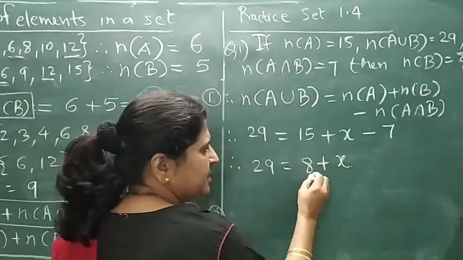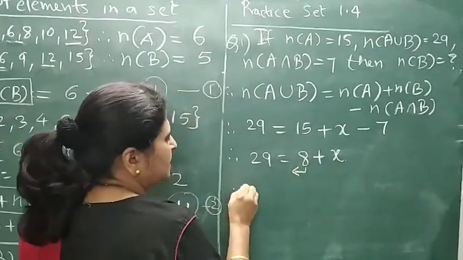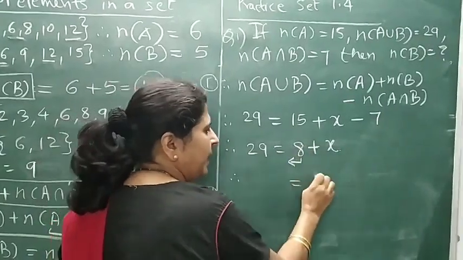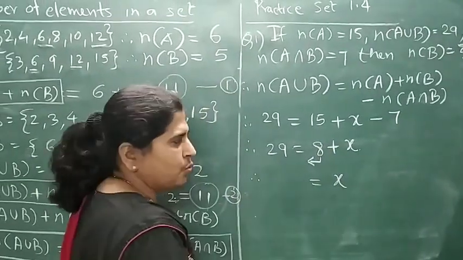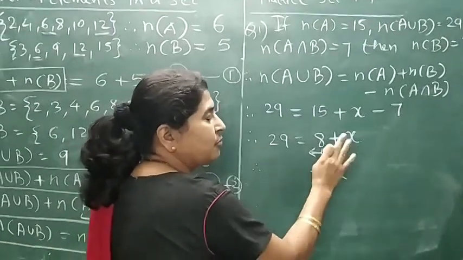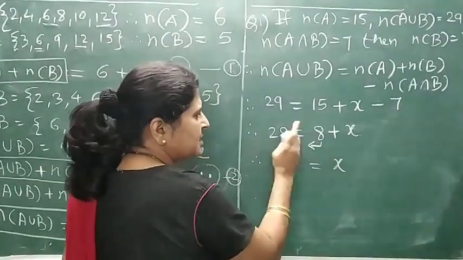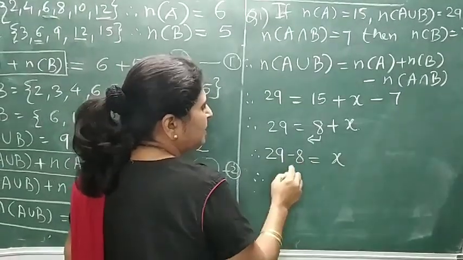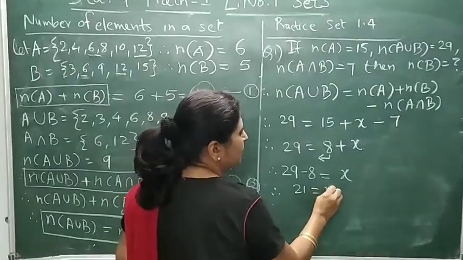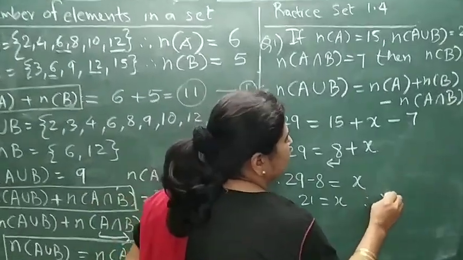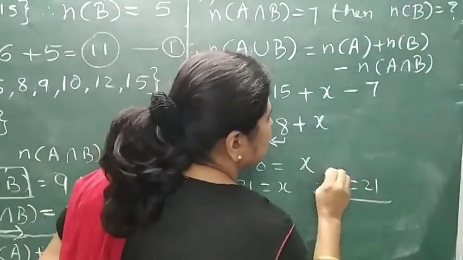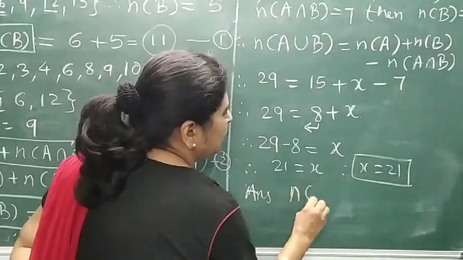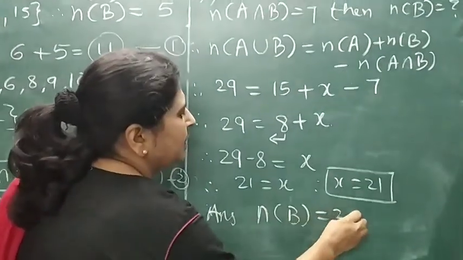Now as X is positive here, let's take 8 to the other side. Instead of taking X, and it is positive, we will keep X here only. This is a small tip, students: if X is positive, don't change its side. Change the side of the number. So 29 minus 8, and therefore the subtraction is going to be 21, which is equal to X. Or we can say X is equal to 21. And X is nothing but our answer: the number of elements in set B is 21.